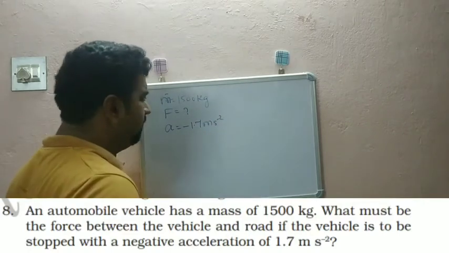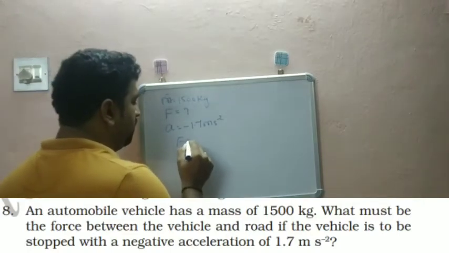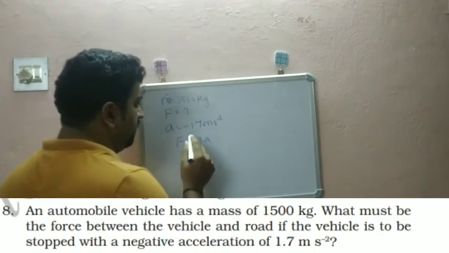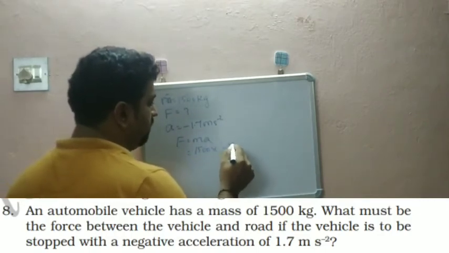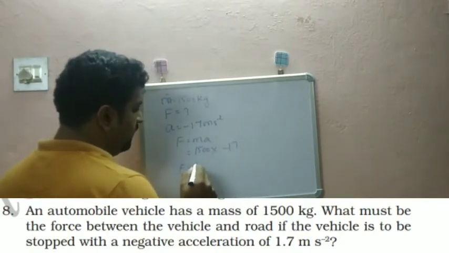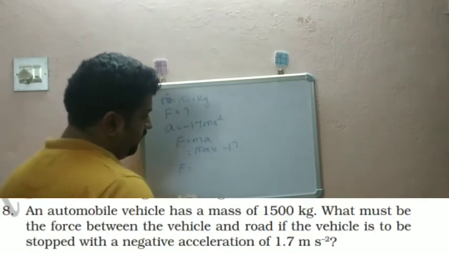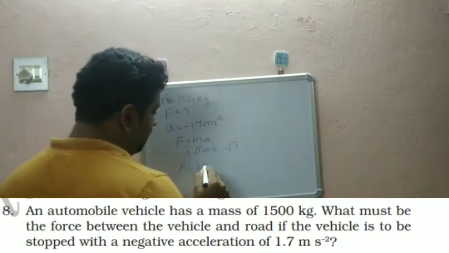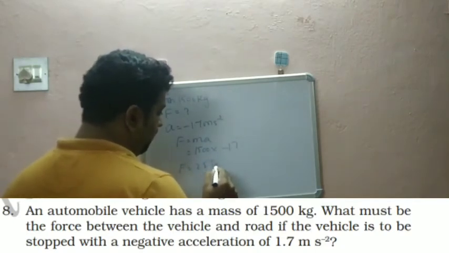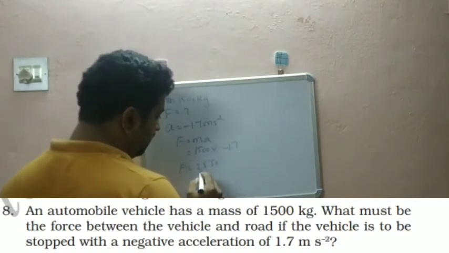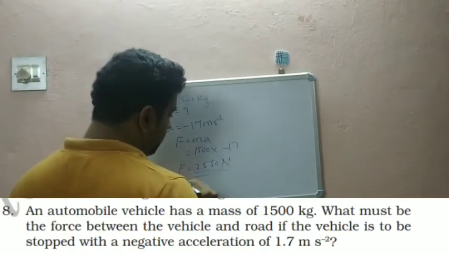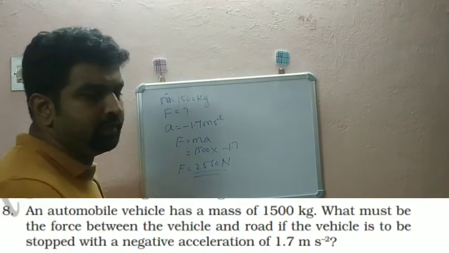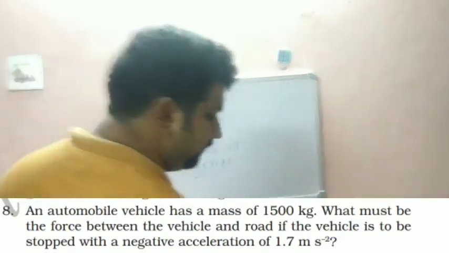This is a very simple problem. Just you have to put the formula F is equal to m into A. So m is how much? 1500. A is how much? Minus 1.7. So multiply the answer. 17 15s are 255. So 2550, yeah. So this point will go with 0. Newton is the answer. Then let us see the next problem.